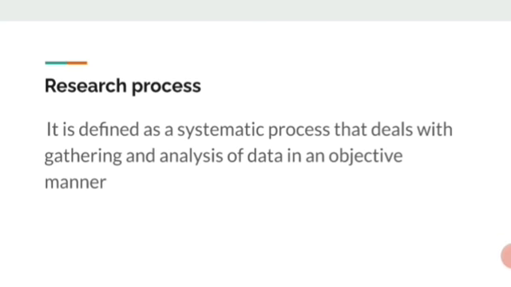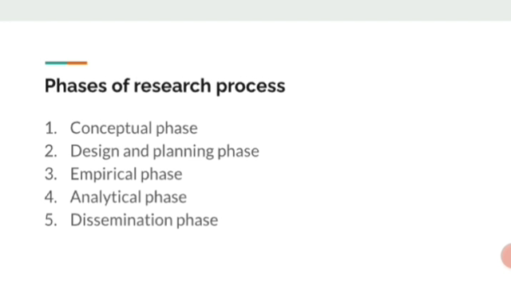Research process. It is defined as a systematic process that deals with gathering and analysis of data in an objective manner. So if you do the step-by-step process to identify the solution to your problem or answers to your research question, we say it as research process. The research process has 5 phases: conceptual phase, design and planning phase, empirical phase, analytical phase, and dissemination phase. We'll be discussing what are all the phases and what all the points come under each phase.